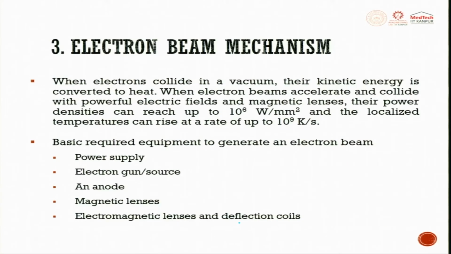Now, let us discuss electron beam mechanisms. When electrons collide in a vacuum, their kinetic energy is converted to heat. When the electron beam accelerates and collides, with powerful electric fields and magnetic lenses, their power density can reach up to 10 to the power 6 watt per millimeter square, and the localized temperature can rise at a rate up to 10 to the power 9 Kelvin per second.